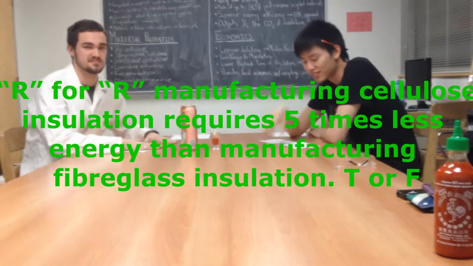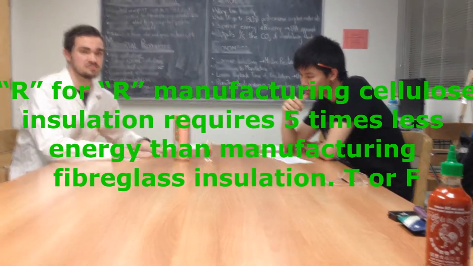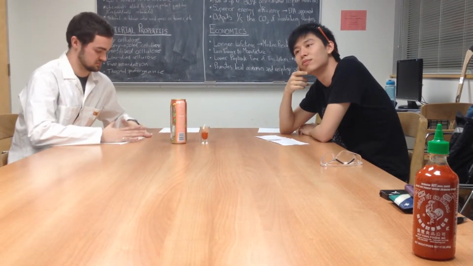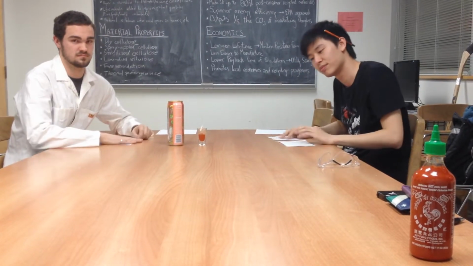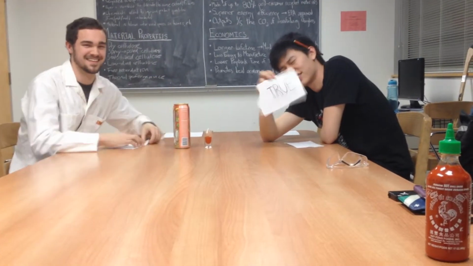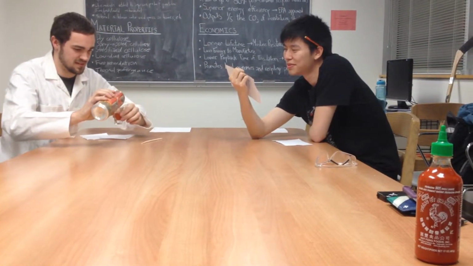Thanks. Okay, boys, time for the hot sauce round. R for R, manufacturing cellulose insulation requires 5 times less energy than manufacturing fiberglass insulation. True or false? You guys ready to answer? 3, 2, 1. Sorry, James. The answer is false. Manufacturing cellulose insulation requires 10 times less energy than manufacturing fiberglass insulation.